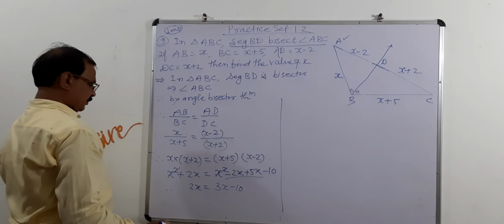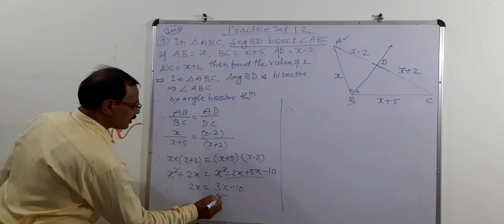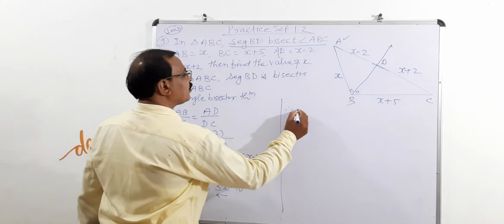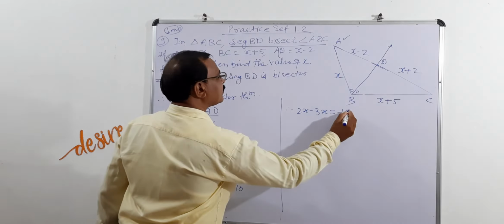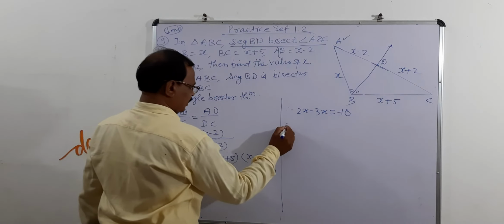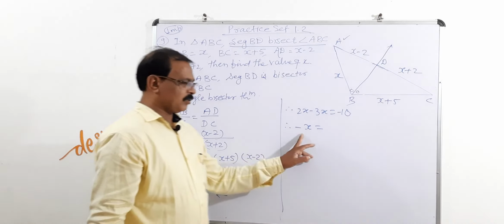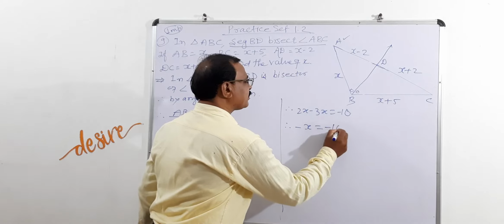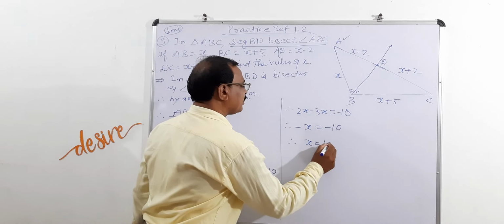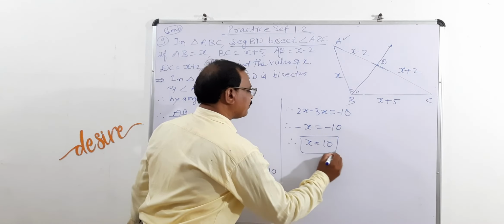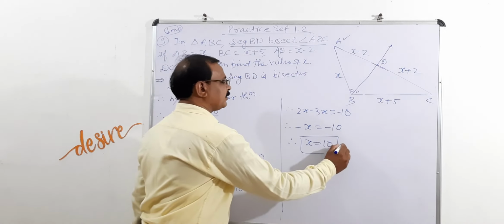Therefore, transfer here, you will get 2x minus 3x is equal to minus 10. Okay. Therefore, 2x minus 3x is equal to minus x, is equal to minus 10, and therefore multiply throughout by minus 1, you will get x is equal to 10. And this is the required answer. X is equal to 10 is the answer. Okay.